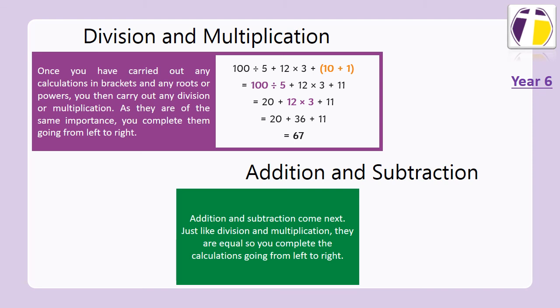Addition and subtraction come right at the end. Just like division and multiplication, they are also equal. So when left with just addition and subtraction, you complete the calculation by going from left to right.